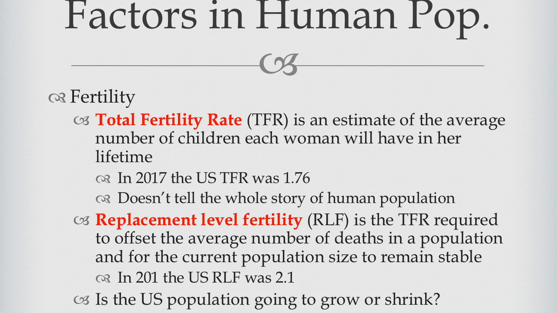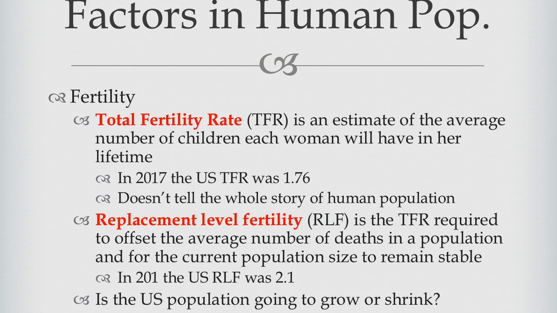Total fertility rate is an estimate of the number of children each woman will have in her lifetime. It's not my biotic potential, it's my reality. In the US in 2017, the total fertility rate was 1.76. No one is having 0.76 of a child, right? It's an average, because there are people like me that have 3, then there's like Mrs. Miller who has 2, then there's like Miss Kozik who has 0. So it's the average.